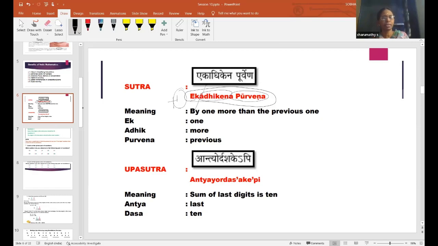Very simply worded. Eka Dikena Purvena means by one more than the previous one. So one more than the previous one is just the number one more than that. That's all. But where are we going to use this? That is very important. So actually we are starting with class 5 teachers. This is the sutra that we are teaching for class 5. Initially it starts with this only.